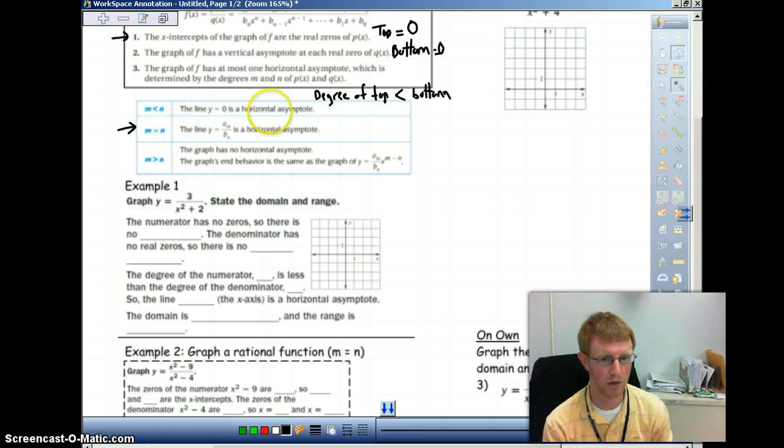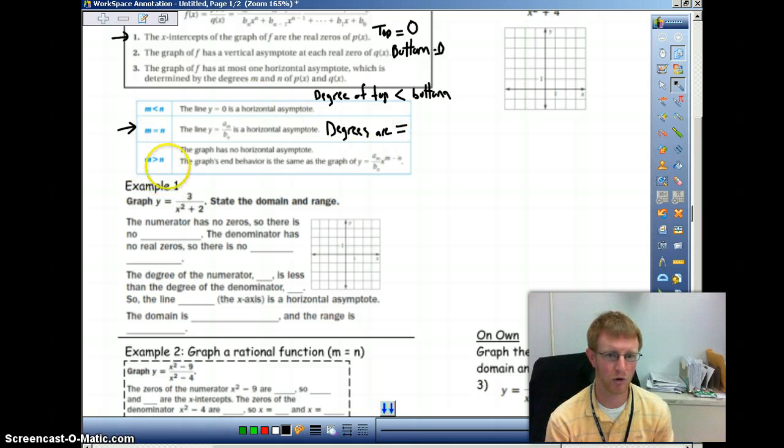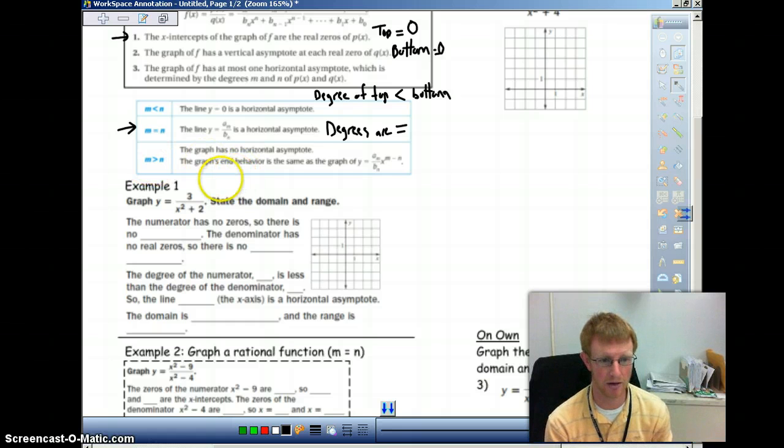Okay, this middle one is when the degrees are equal. That's what we did yesterday. So if you had a squared on top and a squared on the bottom, then you're going to go to your leading coefficients, and it would be a fraction of those. Okay, so just like yesterday, 1 over 1 or 5 over 2, depending on what it is. So degrees are equal. And then the bottom one is just the reverse of up here. So this is if the degree on the top is greater than the bottom.